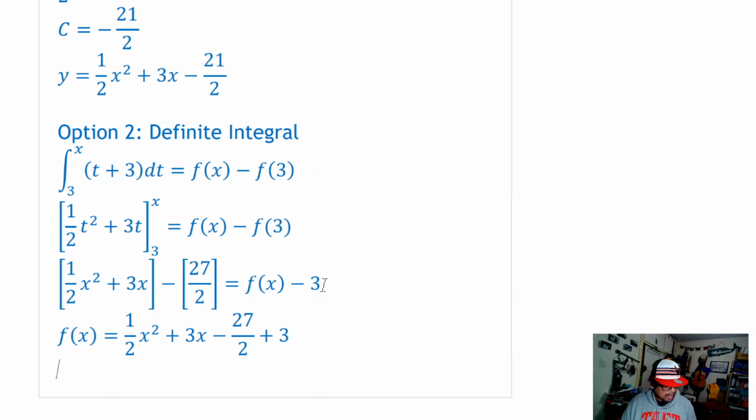And then combine negative 27 over 2 plus 3. And there you have it. The function, for the antiderivative, is 1/2 x squared plus 3x minus 27 over 2.